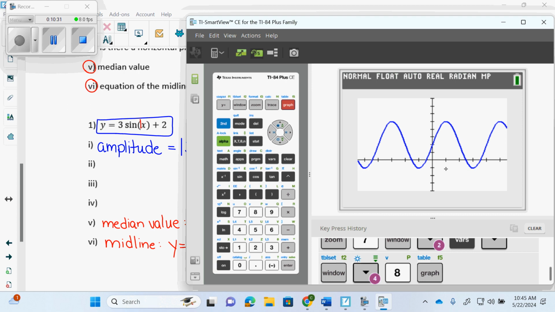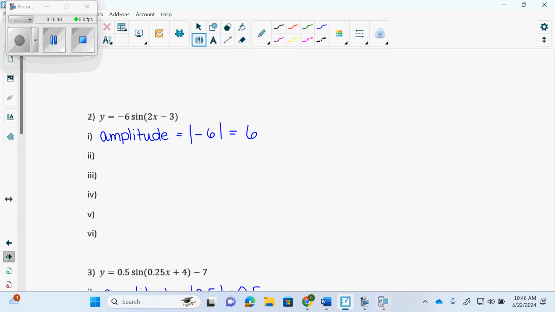It should meet at the same spot. I already know the amplitude is 3. I found it already. So if I go 1, 2, 3, it's going to hit 2, and I'm going to get my midline back. Okay? So let's go to the next one.